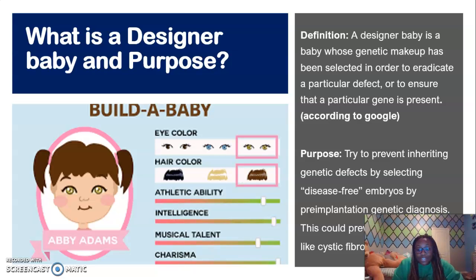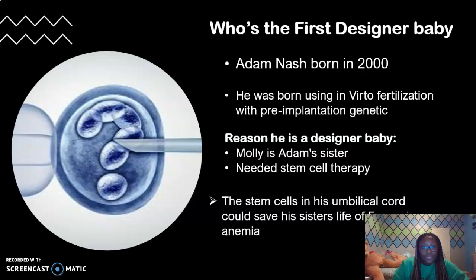So what is a designer baby? According to Google, a designer baby is a baby whose genetic makeup has been selected in order to eradicate a particular defect or ensure that a particular gene is present. The purpose of it is to try to prevent inheriting gene defects by selecting disease-free embryos by pre-implantation genetic diagnosis. Then this could prevent diseases like cystic fibrosis.